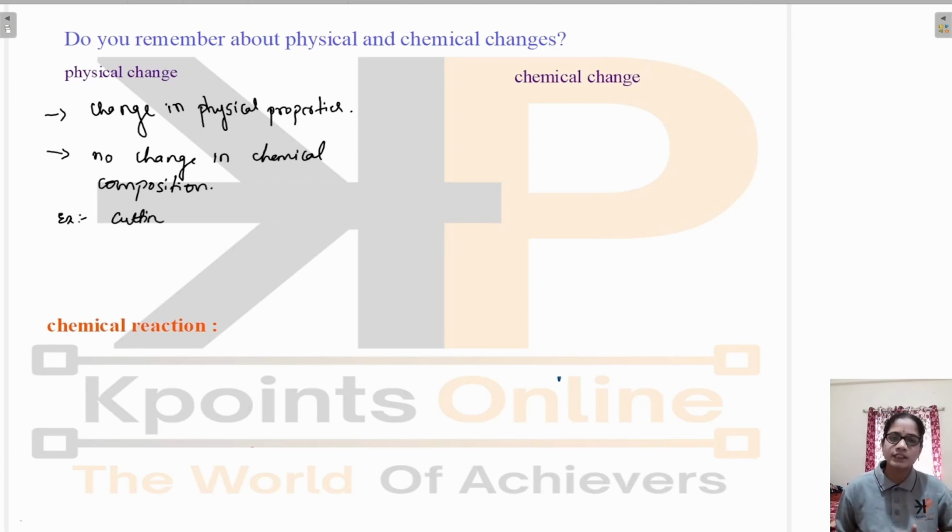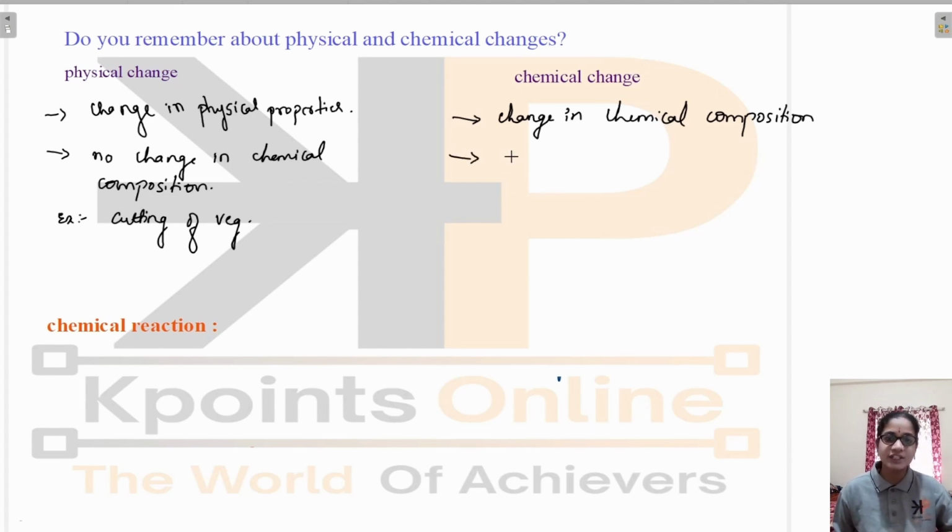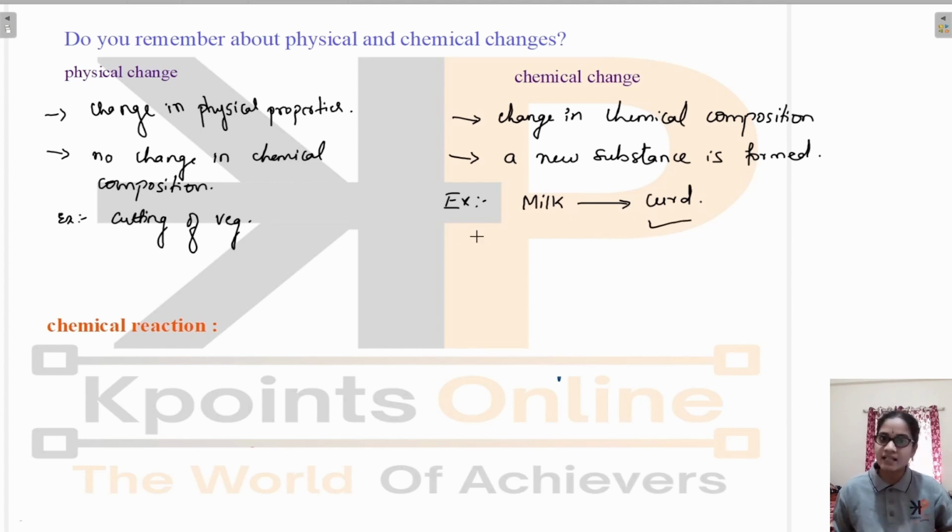Then what about chemical change? Here there is a change in the chemical composition of a substance, meaning a new substance is formed during the change. This results in the formation of a new substance. For example, you might have seen how curd is formed from milk. When milk is converted into curd, what happens there? The curd has a different composition from that of milk. The taste is completely different, the texture is different, and the chemical composition is also different. Then we say that a chemical change has taken place here.